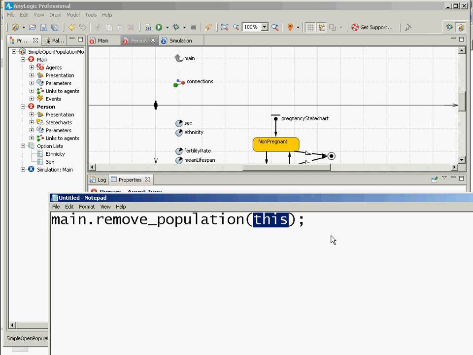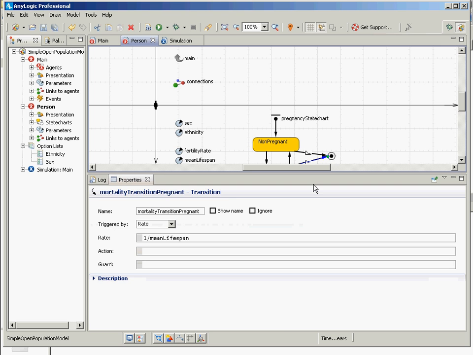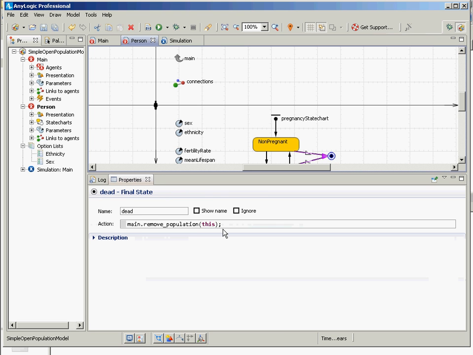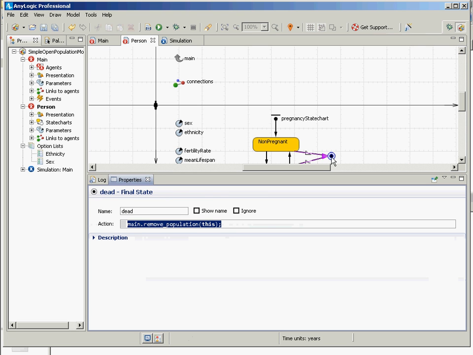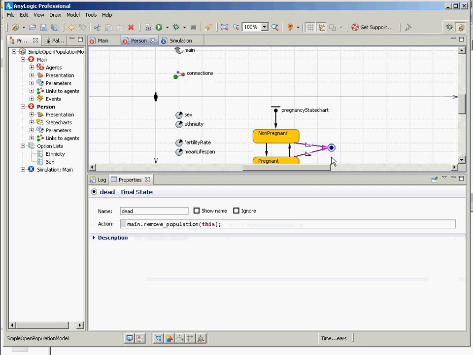We put this in the little blivet here, the Death Star. So it's this thing here. We put this in: remove population. It's in this little thing here. So when they come into this state, when they die, they go into this.